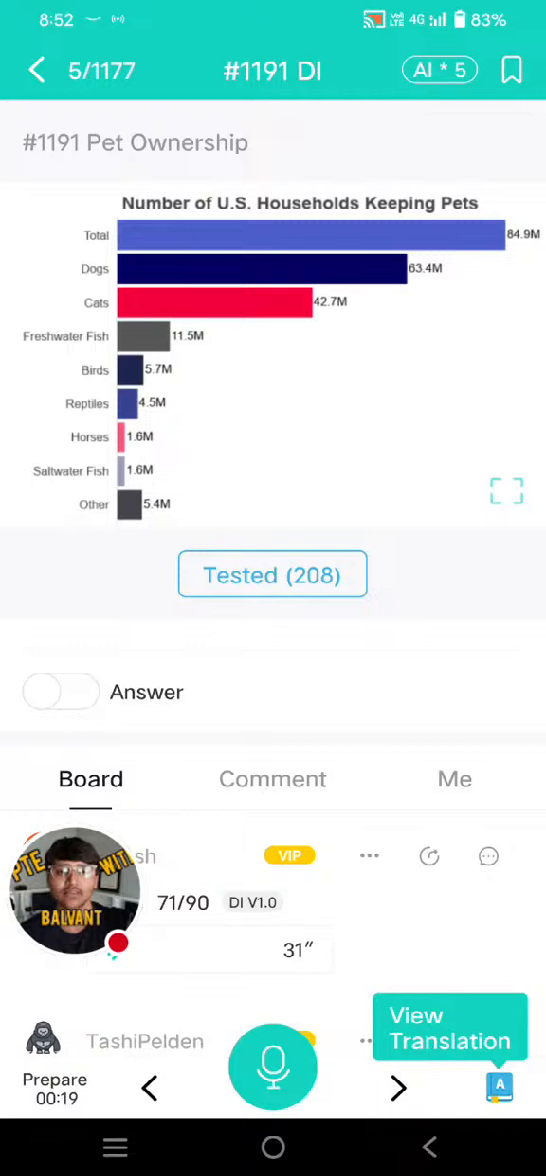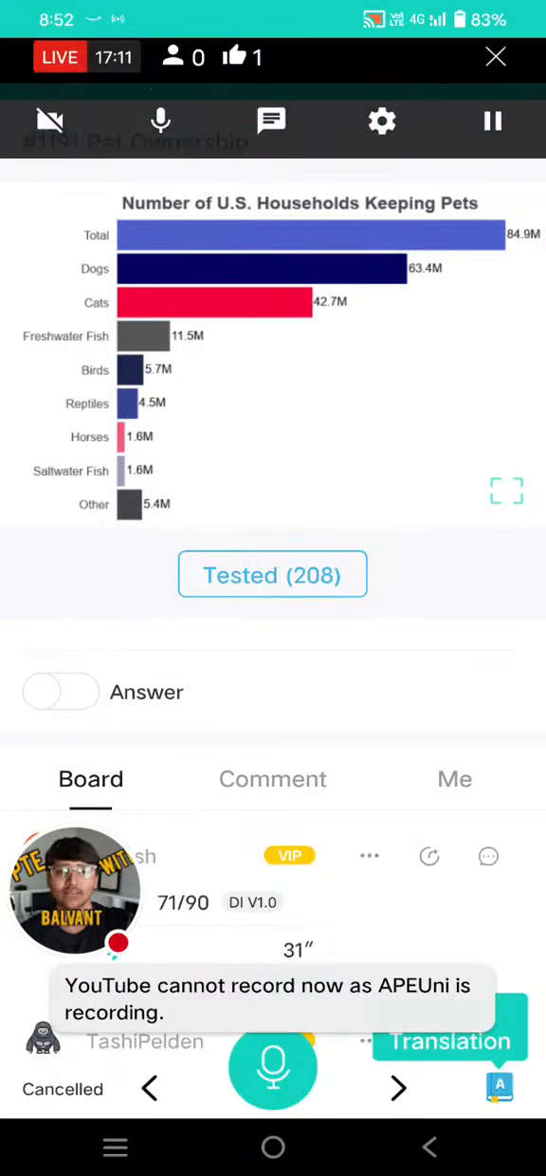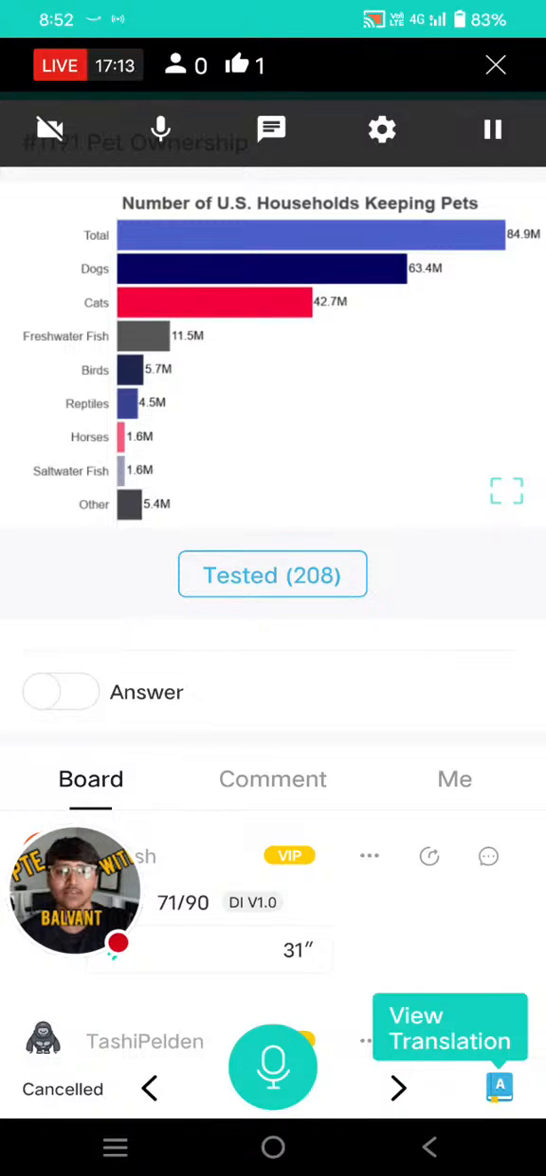The number of US household smartphones is the main topic of this image. Dogs, cats, and freshwater fish are also observed on the left side of the image. 5 million and 42 million are also observed on the right side of the image. The maximum number is 100 and the minimum. This image is very interesting and informative.